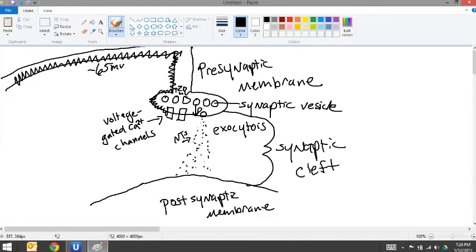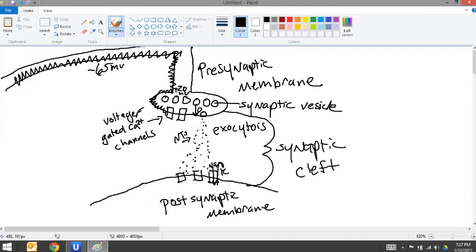And these will diffuse across the cleft, and they will activate receptors on the postsynaptic membrane and cause those to open, and then ions will go through. Sodium in, potassium out. So that is the process of how an action potential causes a release of neurotransmitters.